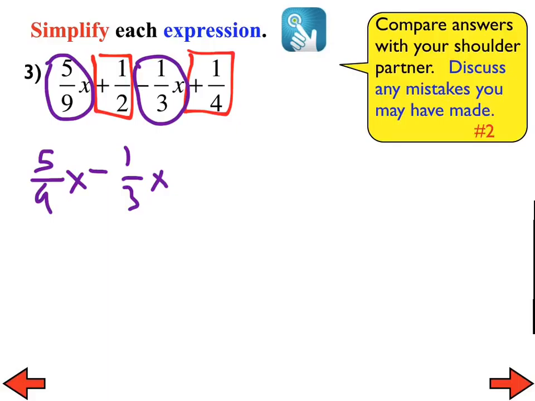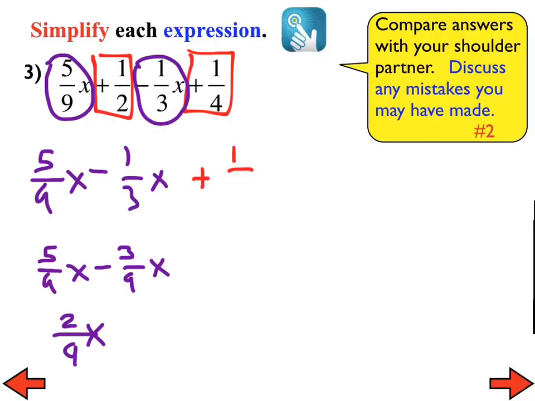What is the LCD of this part? 9, which means the first one stays the same. And the second one I need to multiply by 3 over 3. So that is now 3/9 x. And what's 5 minus 3? 2/9 x. Now, the second part, which is the constants, I'm going to do over here.